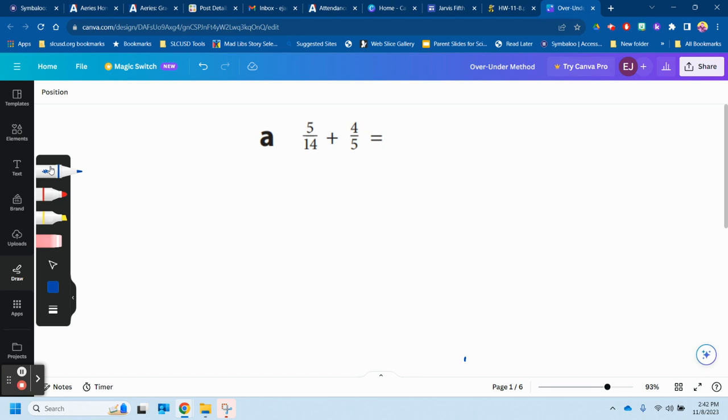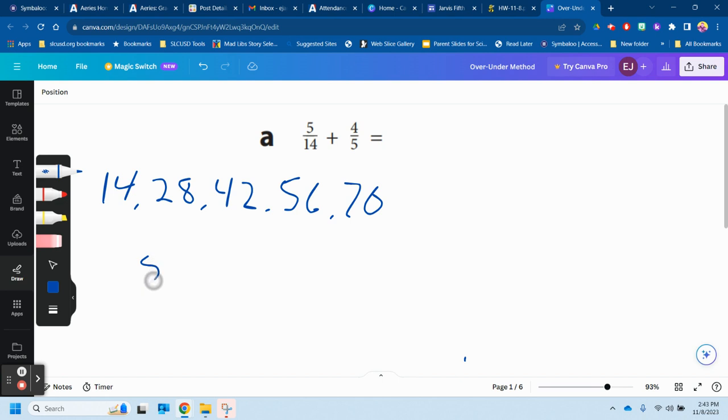So the first one here, we've got 5/14ths plus 4/5. We need to find a common denominator. I always look at the larger, see if it's divisible by the smaller, and it's not. So you just start listing out the multiples of 14: 14, 28, 42, 56. None of these are divisible by 5, and I'm not going to get there till I get to 70.